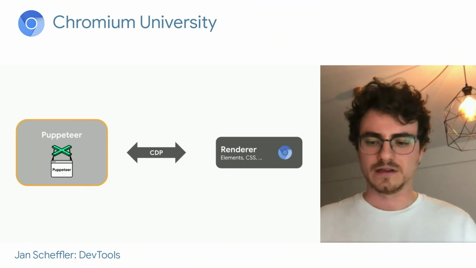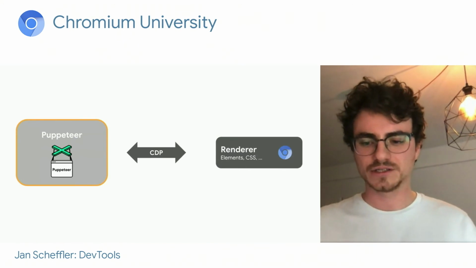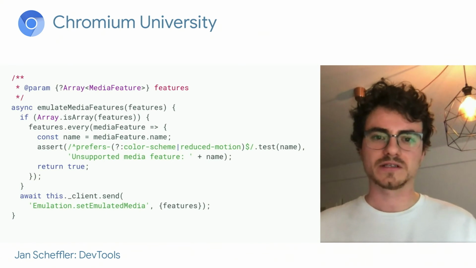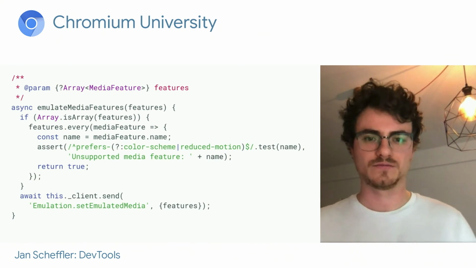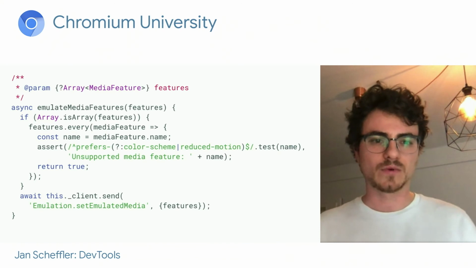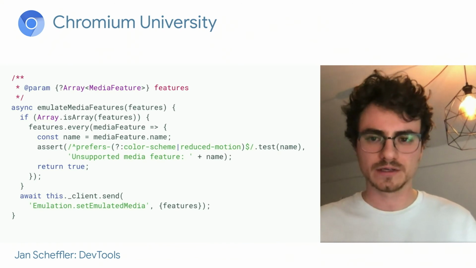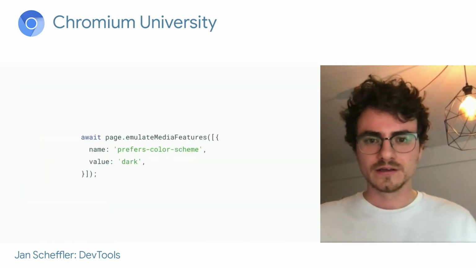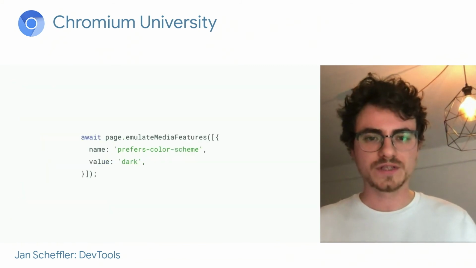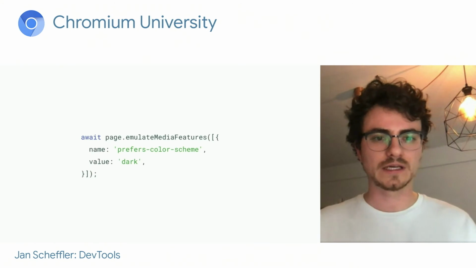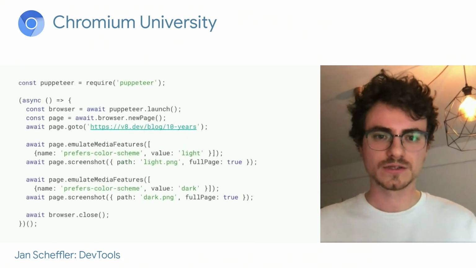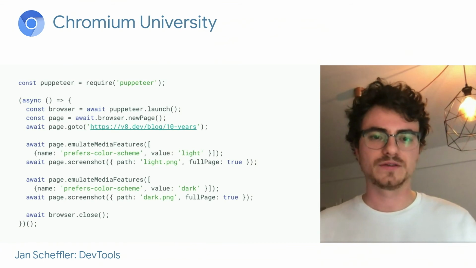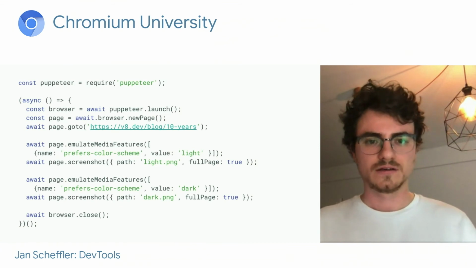So let's quickly add the color scheme emulation to the Puppeteer library first. It's mostly input validation, pretty straightforward. And at the bottom, we call the CDP method. And if you want to use it, it would look something like this. And just to put it into the actual script that you might be using to test your website.